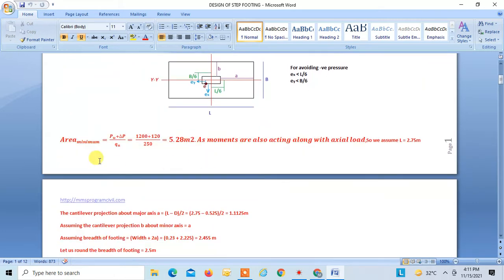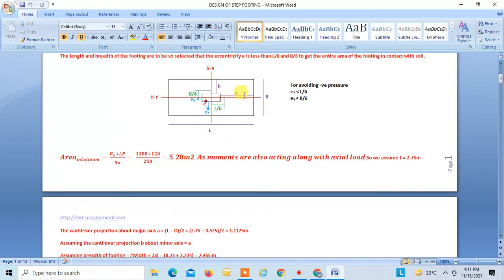So let us find the area that is required for the footing. Area minimum required is service load, P plus delta P, divided by your SBC, that is equal to 5.28 meter square. This formula is applicable when there is only axial load, but we know that we have two moments along with the axial load. So let us assume L equal to 2.75 meters.